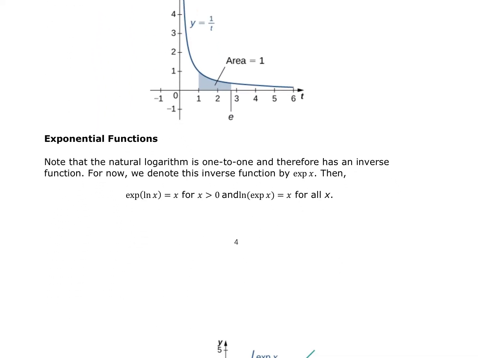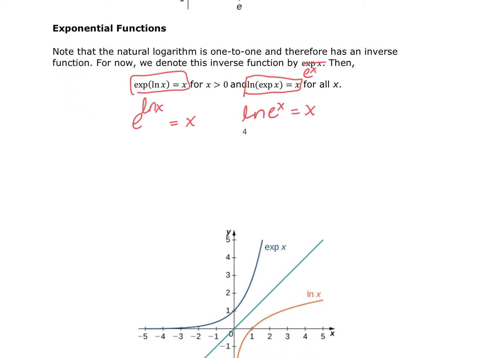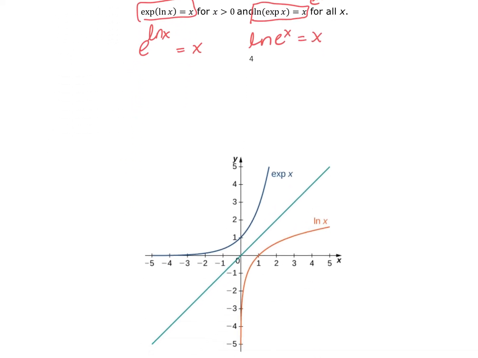Now, note the natural log is a one-to-one function, therefore it always has an inverse. And we're going to denote this by exp of x, or e to the x. So e raised to the natural log of x is equal to x, and that's what this is saying for all x. And the natural log of e to the x is equal to x, for all x. You're going to see on the homework that sometimes you have to write exp, sometimes you can write e raised to the x. It just depends on who coded it.